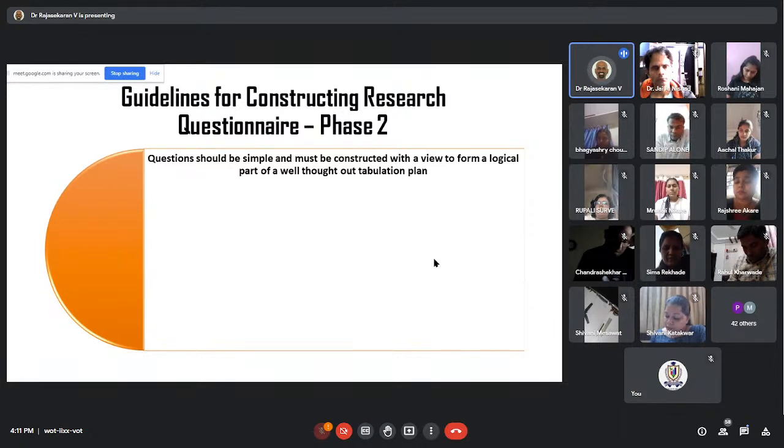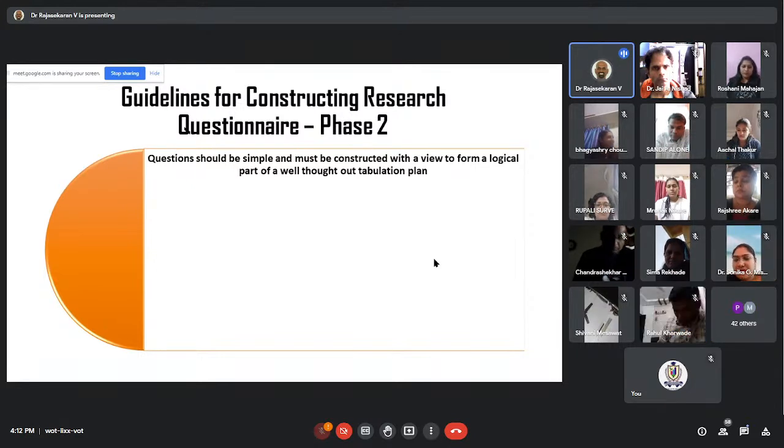And another thing, you understand what type of analysis you are going to do. Based on that analysis, you need to construct the question as well as the response style. If you go with quantitative analysis, you don't require in-depth analysis. So that time you need to go with the Likert scale, or else you need to go with certain stipulated scales.